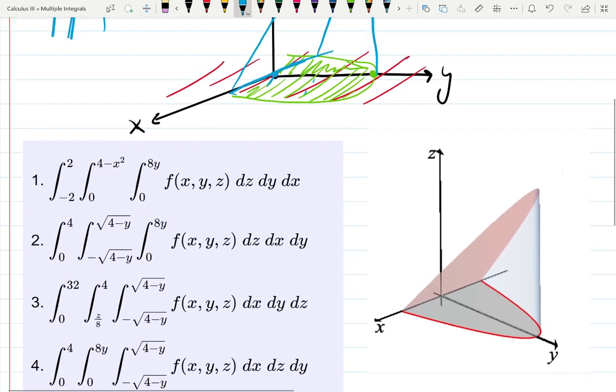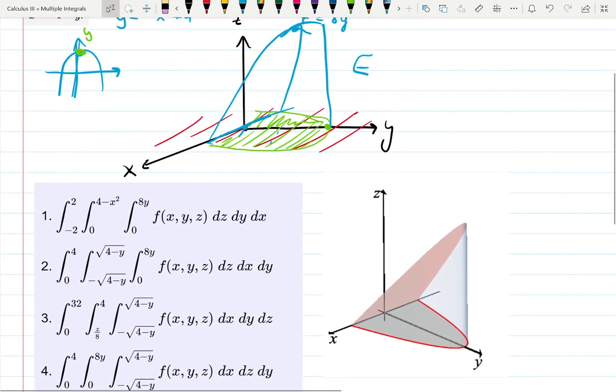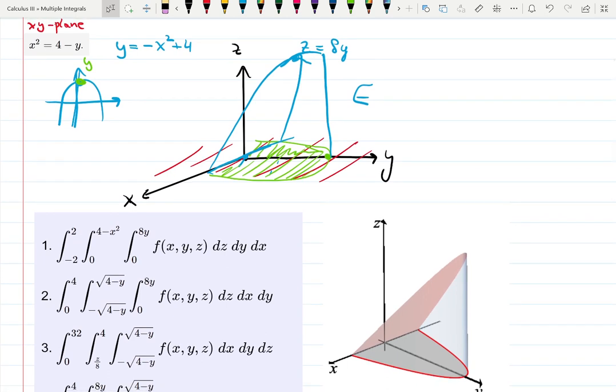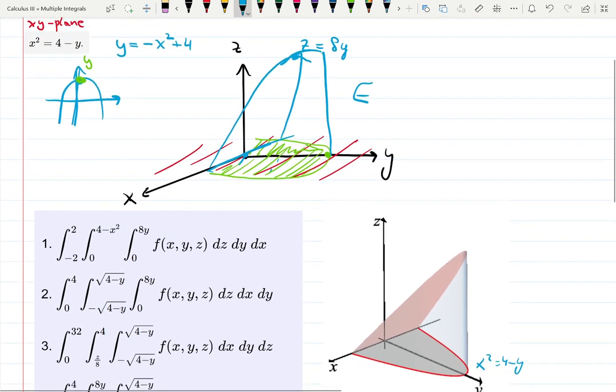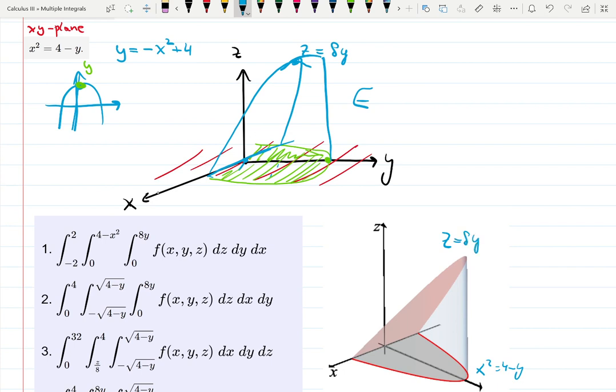Here's a nicer looking picture. I just wanted to show you how to draw it, how people actually figure out this picture. The parabola on the floor, and this is z equals 0 and the z equals 8y plane, and z equals 0, like so.